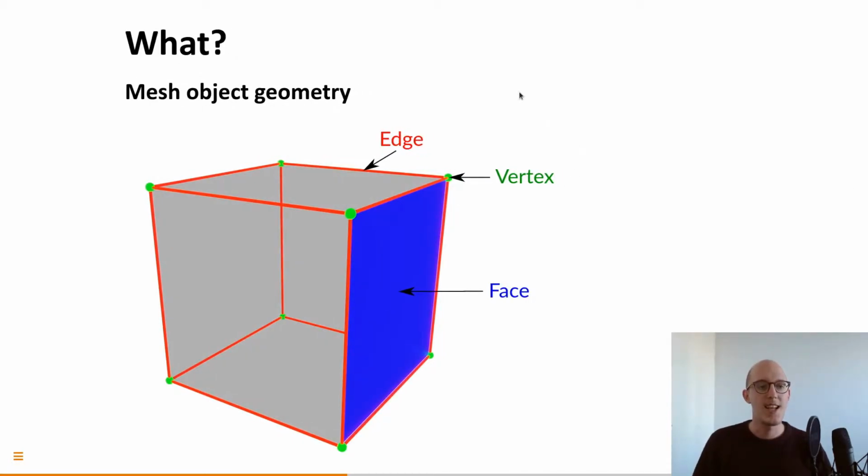So, what is mesh object geometry? A mesh object geometry is a 3D shape that is represented by vertices, edges and faces. And in this case, it is this cube. As you can see, the green dots are the vertices, and connecting these green dots are the edges, the red lines, and the space in between that is connected by the edges and vertices are the faces.